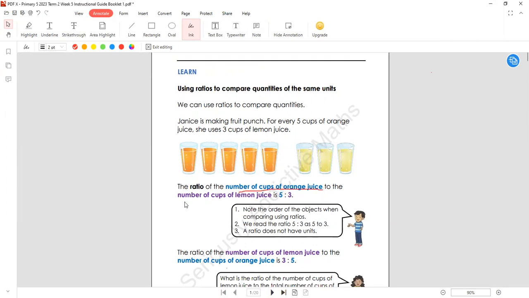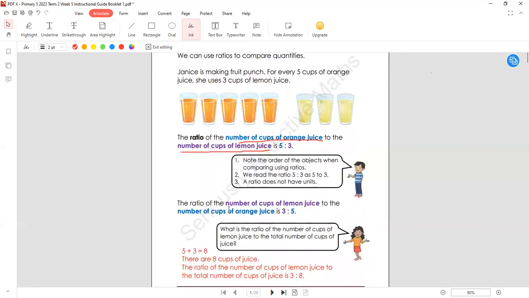And they need to take note of the way that the language is phrased. If it says ratio of orange juice to lemon juice, then you have to put 5 first, because 5 cups of orange juice and 3 cups of lemon juice. But if we say it in a different way, ratio of lemon juice to orange juice, then it'd be 3:5.